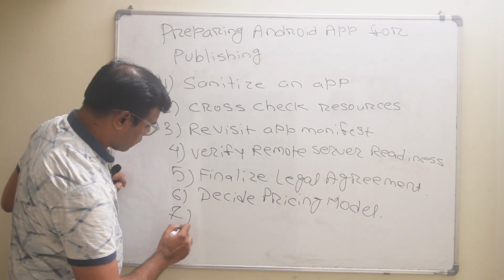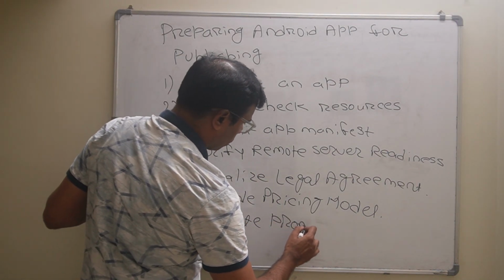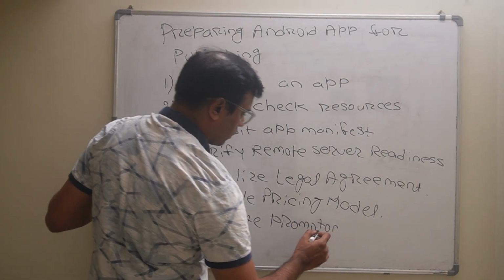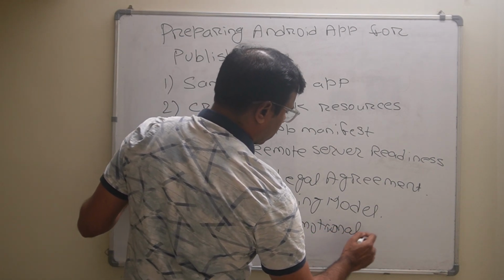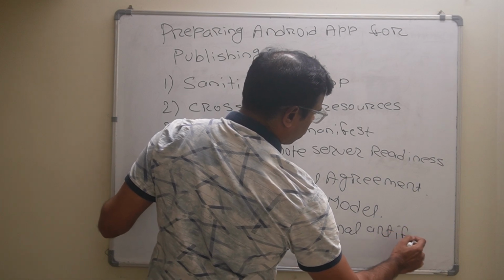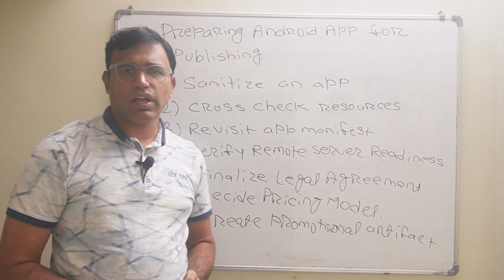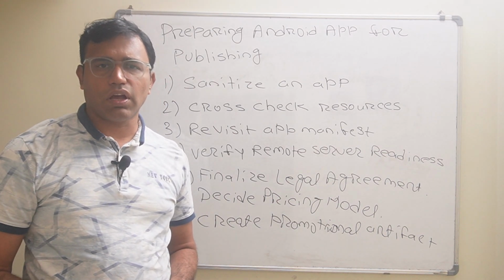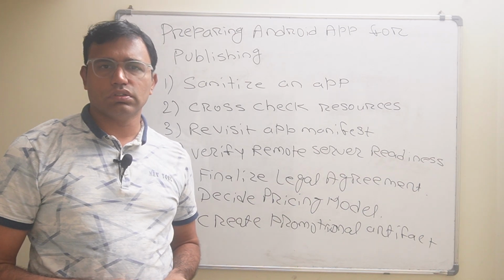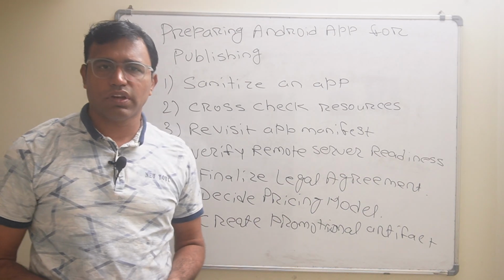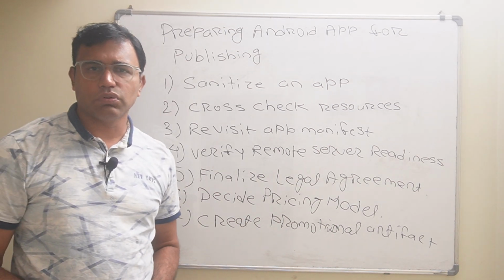And next is create promotional artifacts. Now, what are promotional artifacts? To advertise your app, to increase the popularity of the app, you should create promotional videos, flyers, and then you can start Google Apps ads. Then and only then your app's popularity will increase.